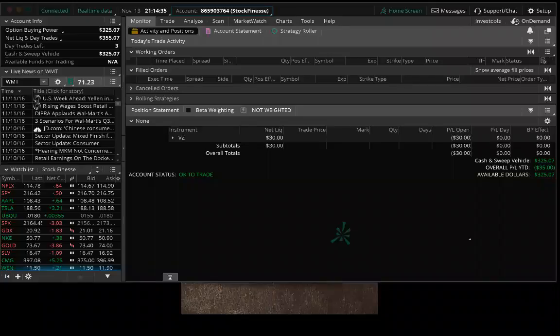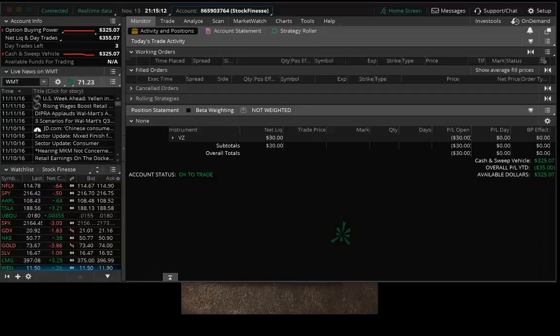So today we're going to go over each section of this platform. The first one we're going to start with is account info. And you should also see that on your syllabus. So now let me explain what these mean. These two numbers should be the same at the beginning of every day: the option buying power and the cash and sweep vehicle.